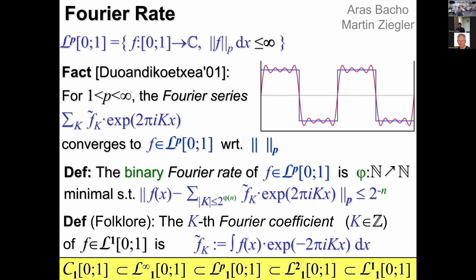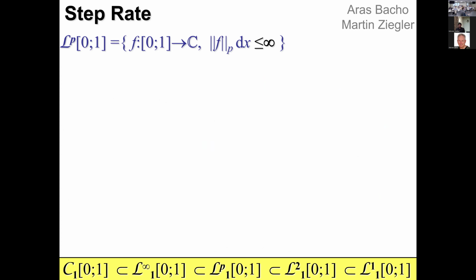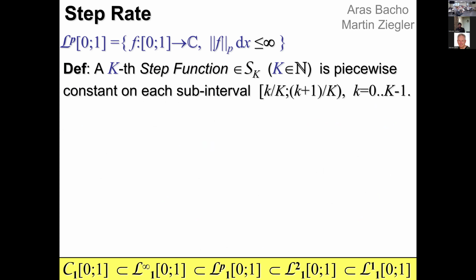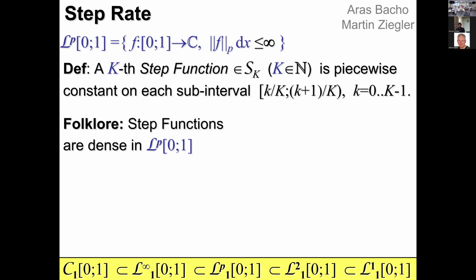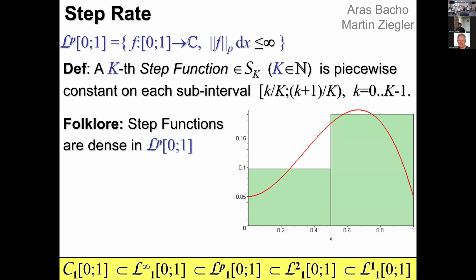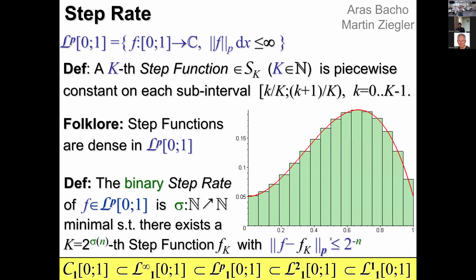That's our second parameterization. And the third parameterization, equally natural, arguably, is approximating by step functions. You know, step functions can be used to approximate Lp functions. So how many of these steps do we need to approximate a given Lp function up to error 2 to the minus n? That's our definition of the binary step rate. How many steps? And now we are there.